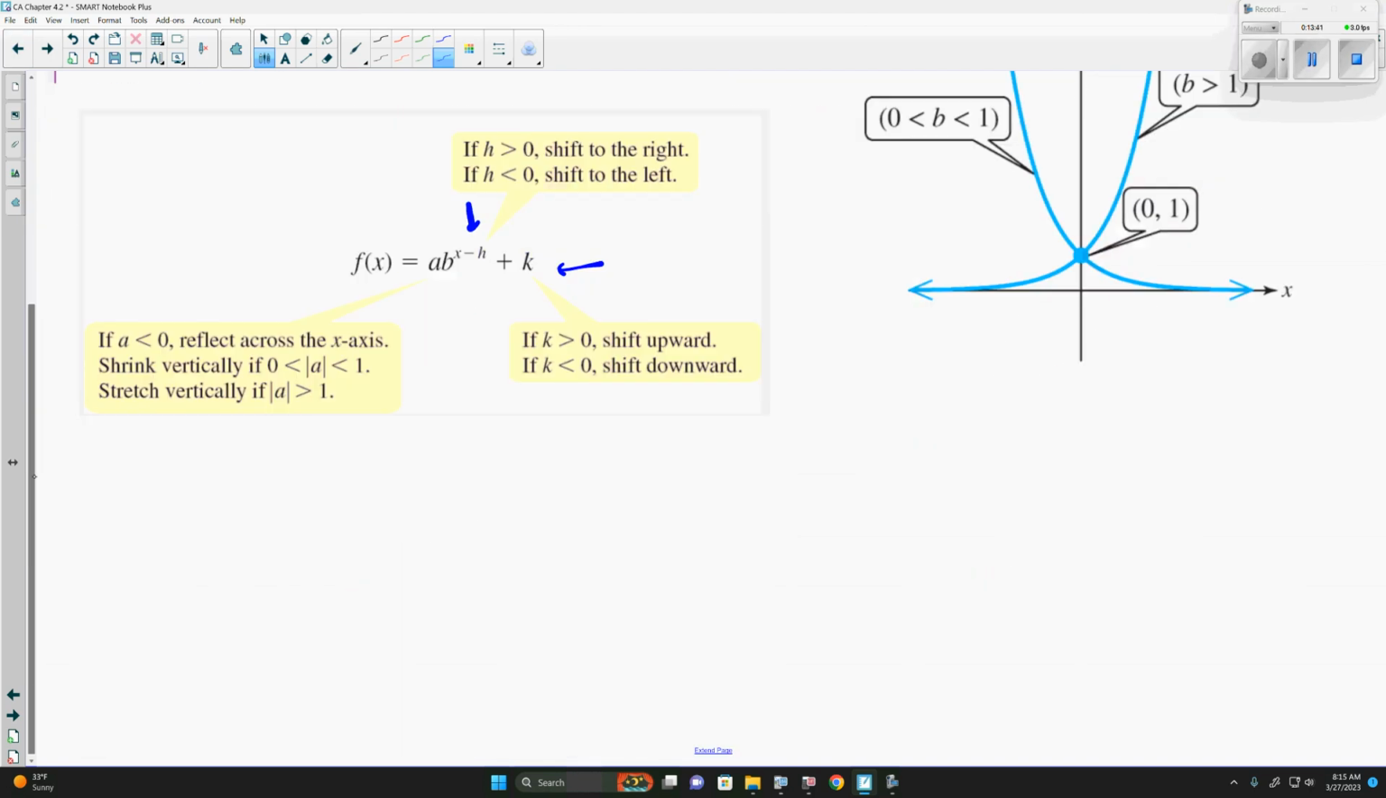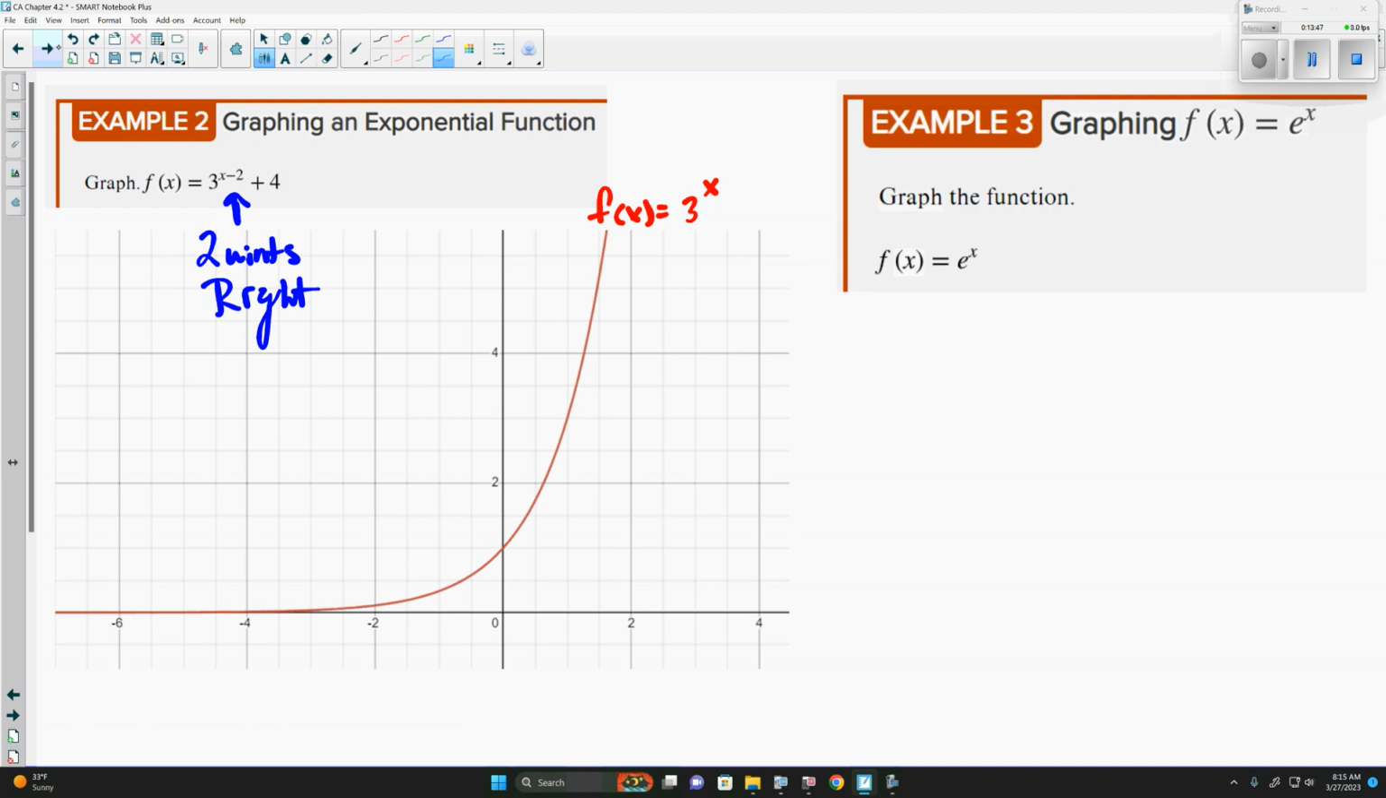Because here, x minus h, so h is greater than 0, it's to the right. Since it's still minus, h's value is actually just 2. Now, the plus 4 is going to move it where? 4 units up. Because with the x, it's going to be the opposite of what we think. So minus 2 is going to be 2 units to the right instead of to the left. And the number added to it, up and down, is going to be exactly what we think.